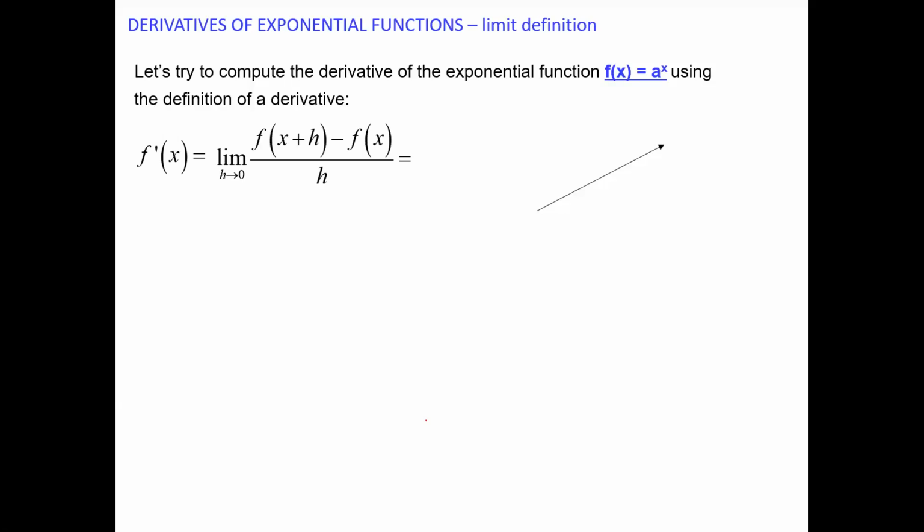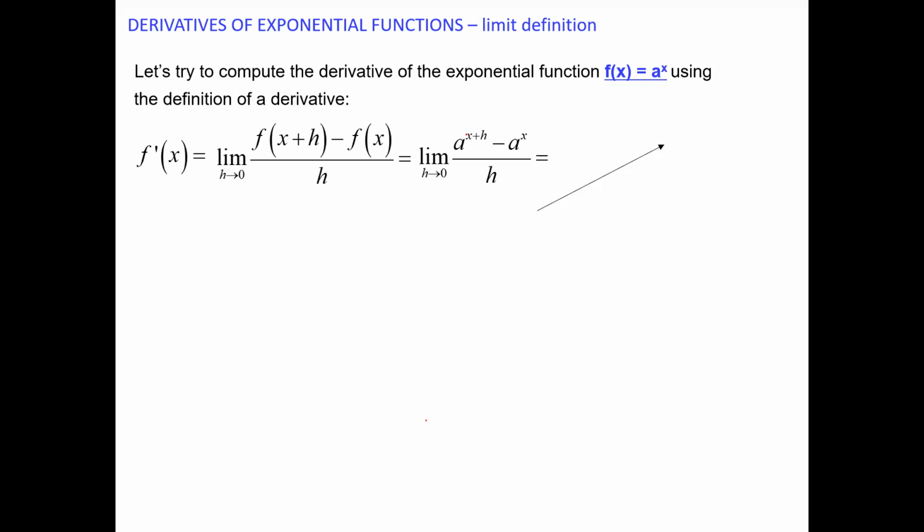The derivative of the function is defined as the limit as h goes to 0 of f of x plus h minus f of x over h. Of course, we do remember this limit definition from the beginning of the chapter. Now I will evaluate this difference quotient for the function a to the x.